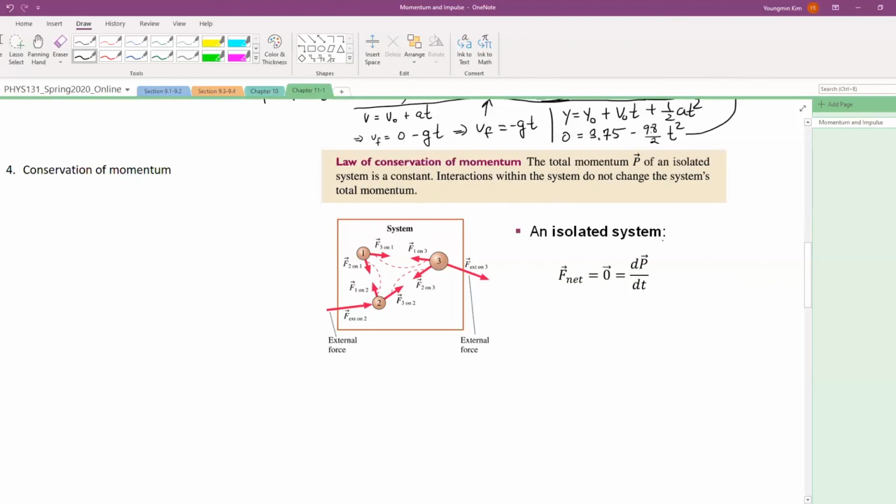Now, an isolated system is one where there is no external force or external influence. No one has turned up a heat to heat up the entire system gradually, or there is no bouncing from outside of the system. The system is isolated from environmental issues. In this case, the net force is equal to 0. That is the definition of an isolated system. The net force is 0 because there are no external forces acting on it.